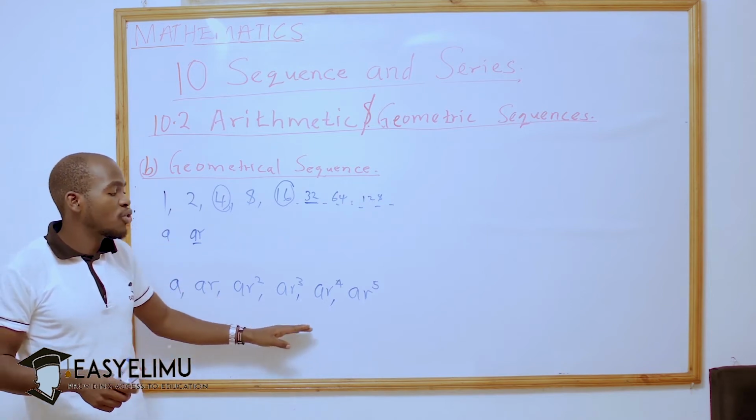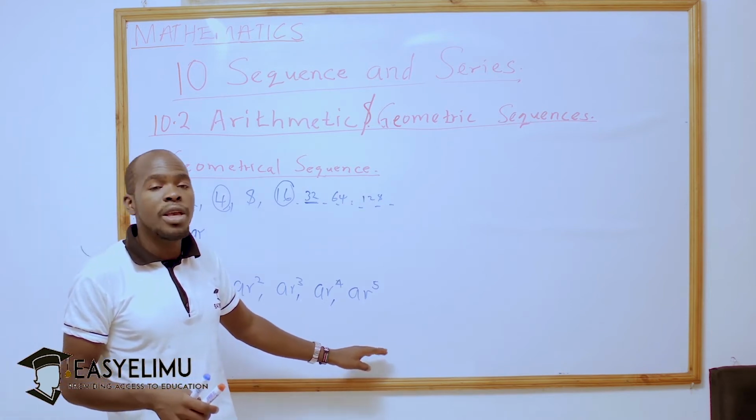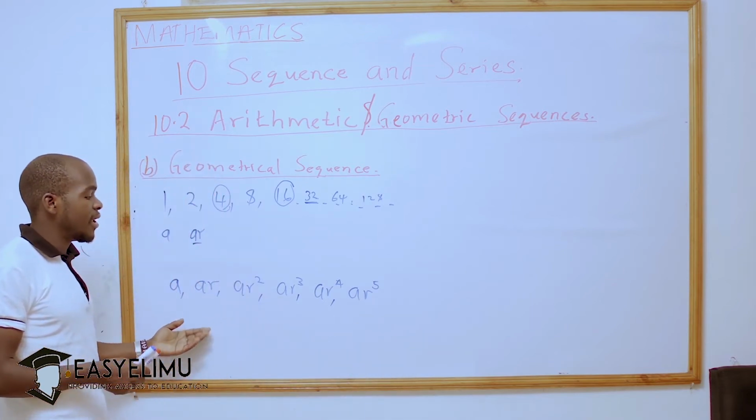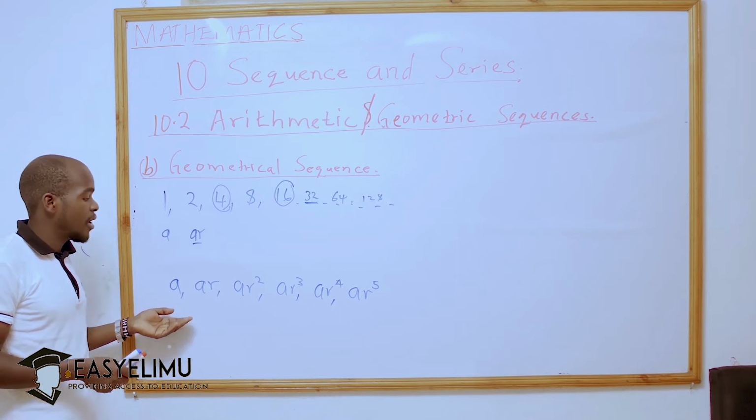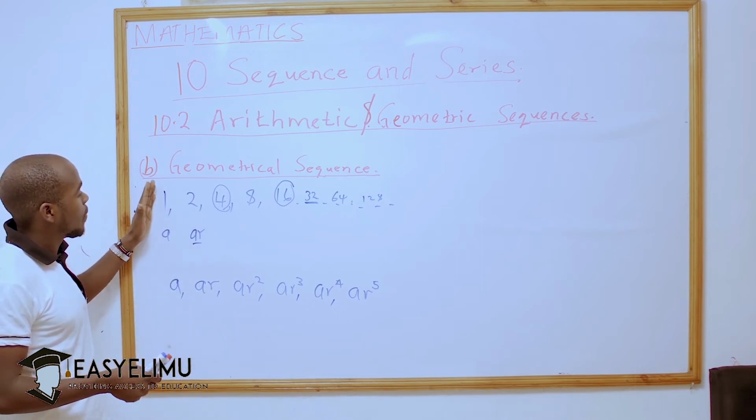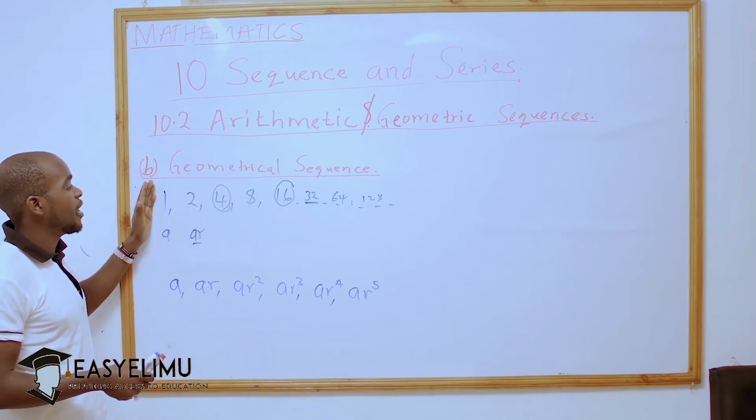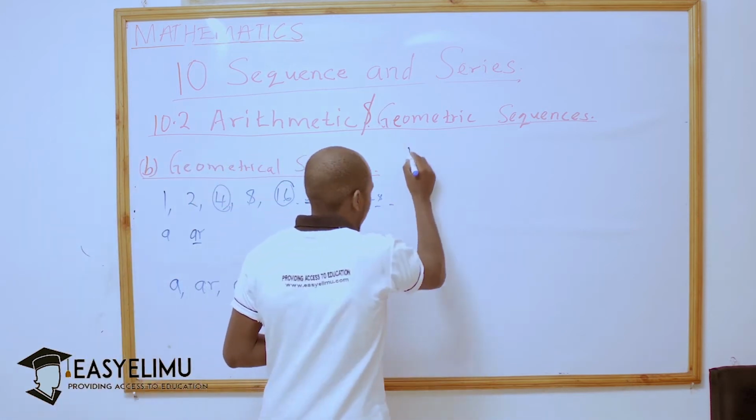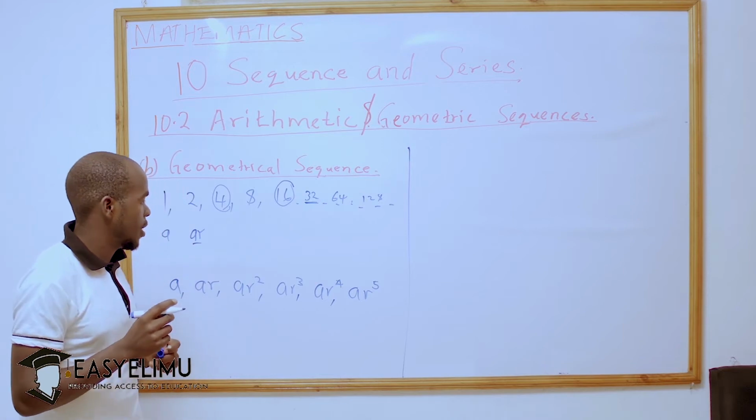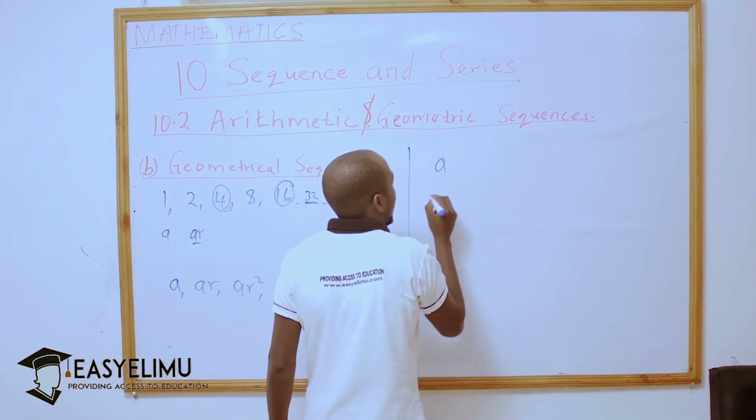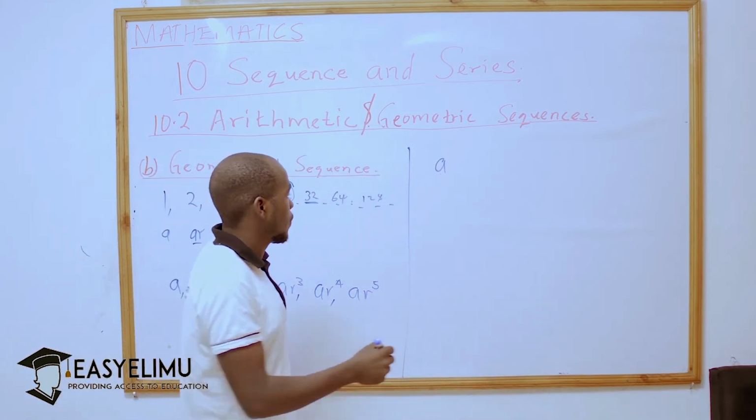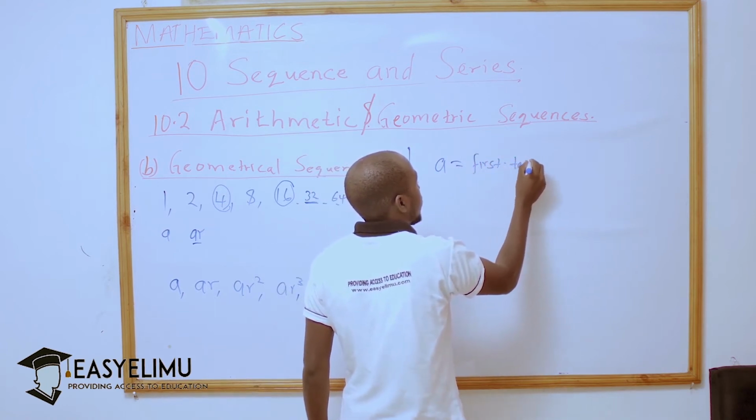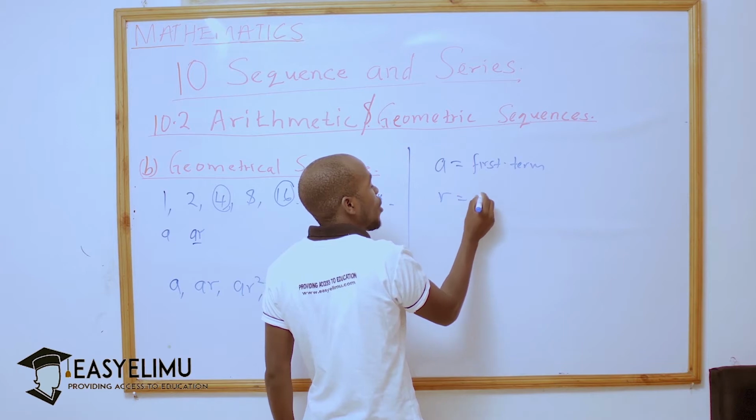So you will find that as you move on, the power of R will be increasing, as we have seen. With that we can say this is the general formula for finding the pattern which we see here. Suppose A is our first term and R is the common ratio.